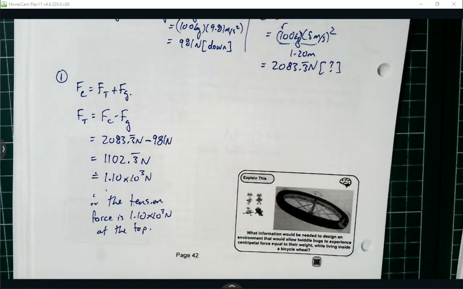Okay? Notice that I'm not even bothering with direction because the tension force is a magnitude. How taut is the rope? That's the tension force. How tight is it? Okay?